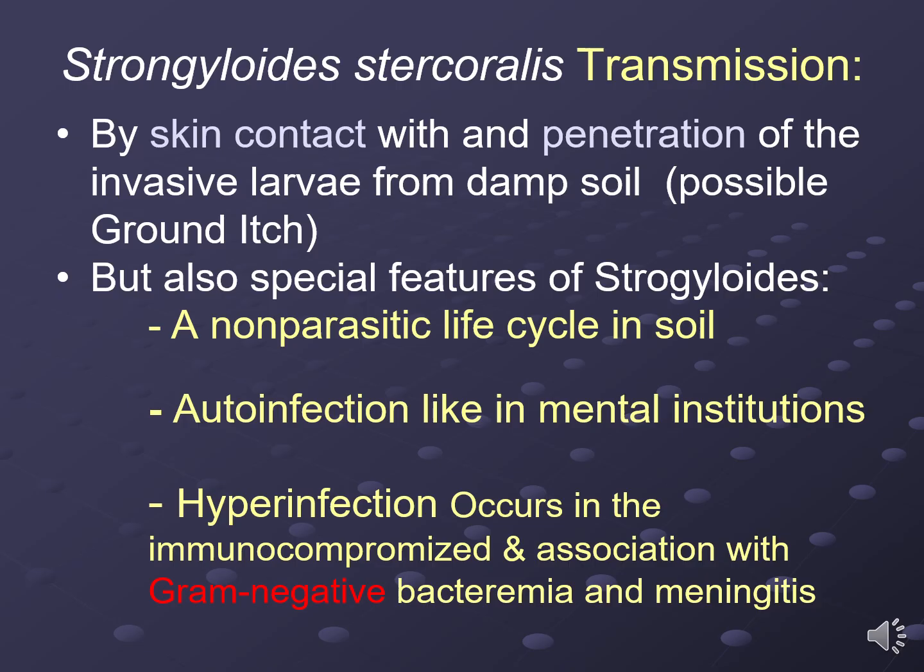Auto-infection can occur like in mental institutions, where the larvae are deposited on the outside of the skin, and if those patients, like in shelter houses, are not cleaned well, then there would be auto-infection, and with immunocompromise, hyperinfection. Now, gram-negative bacteremia or meningitis sometimes may result because of the penetration of these larvae eventually into the blood vessel, and they would carry on their surface some of the microorganisms of the colonic flora, mainly gram-negative Enterobacteriaceae.